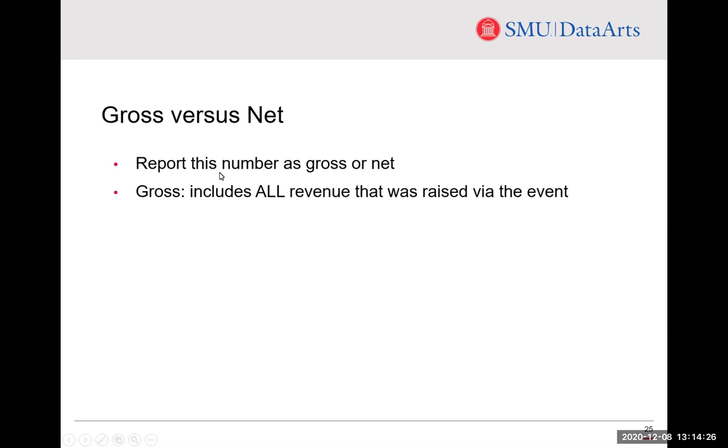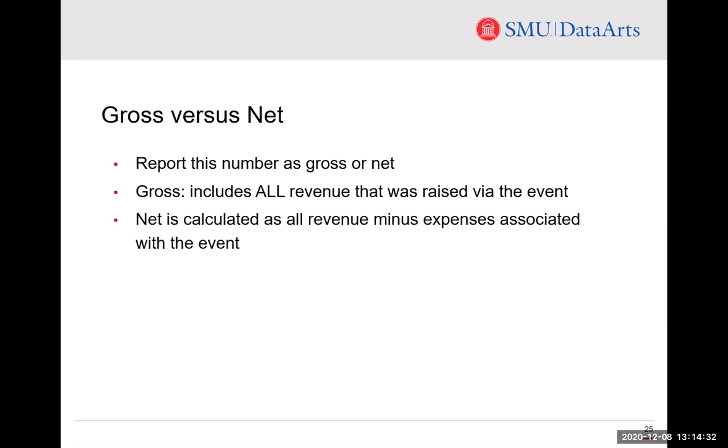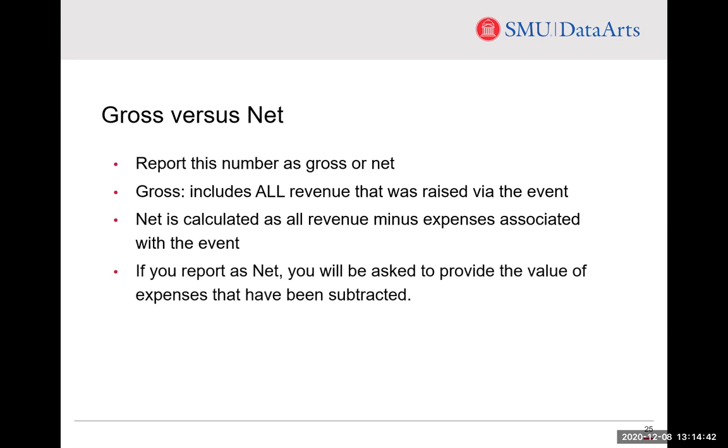Gross is probably the simplest approach. That means that you'll just report all revenue that was raised via the event. If you report the number as net, that means you're making a calculation, and you're going to calculate this as all the revenue that you earned minus the expenses associated with the event. If you report your revenue as net, the CDP will also ask you to identify and report the fundraising event expenses that have been subtracted from the event revenue.